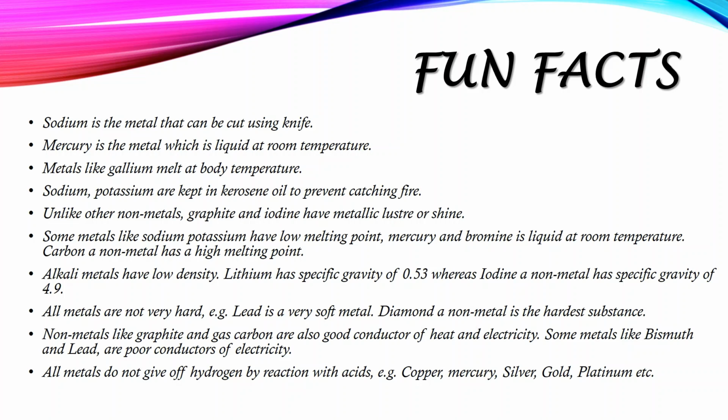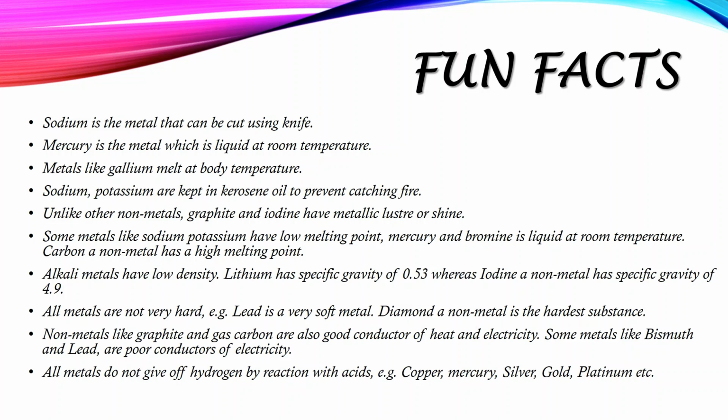Sodium and potassium are kept in kerosene oil to prevent them from catching fire. They easily catch fire with water or oxygen. Unlike other nonmetals, graphite and iodine have metallic luster or shine. So graphite and iodine are non-metals, but they have metallic luster. Some metals like sodium or potassium have a low melting point. Mercury and bromine are liquid at room temperature.